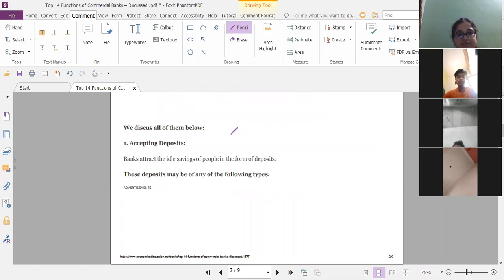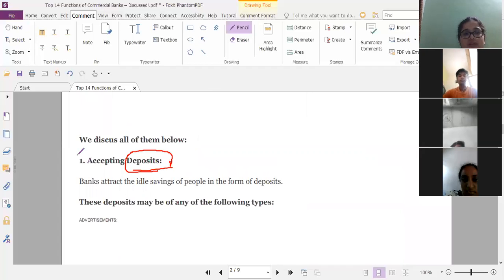So first we'll be discussing deposits. We'll see what the various kinds of deposits are that banks keep with them. The first function is accepting deposits. Banks attract the idle savings of people in the form of deposits. So banks are attracting the idle savings of people.